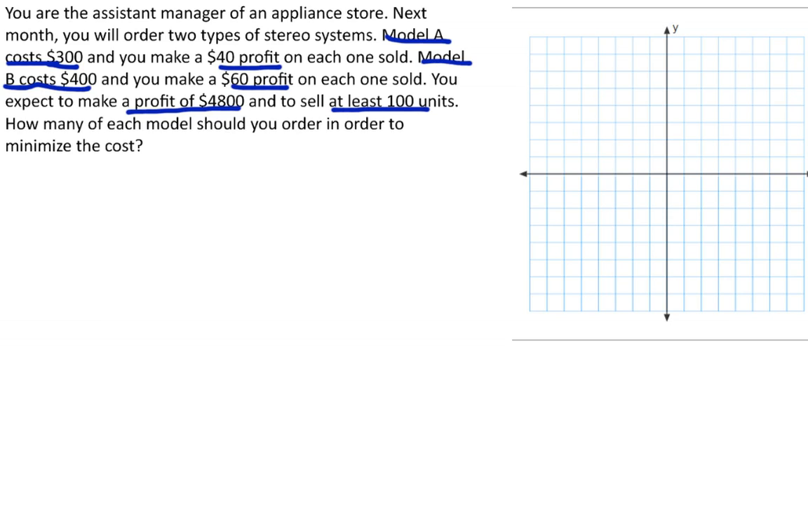So because it's asking you how many of each model, that's what I'm going to make my variables. So we'll make x the number for Model A and y the number for Model B.